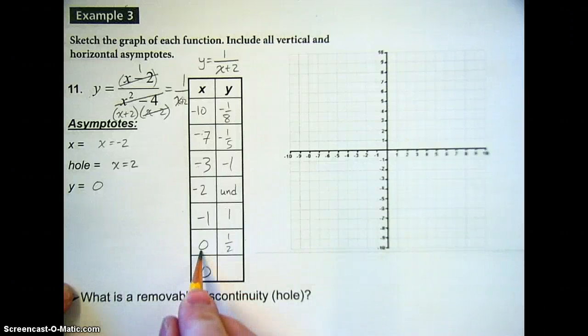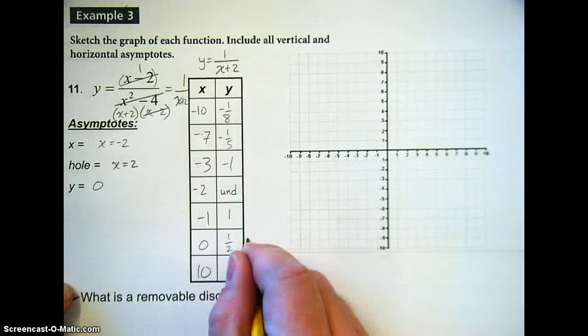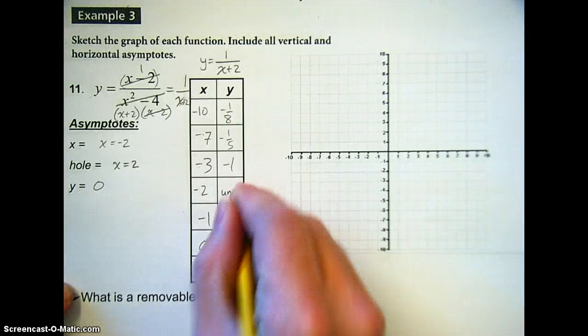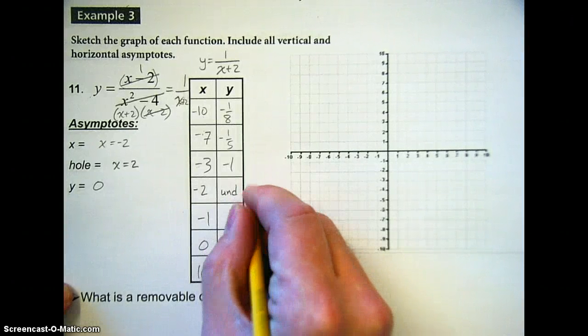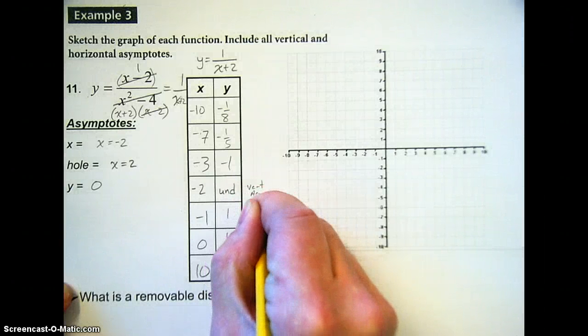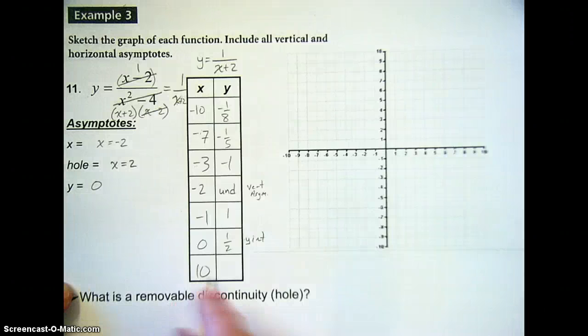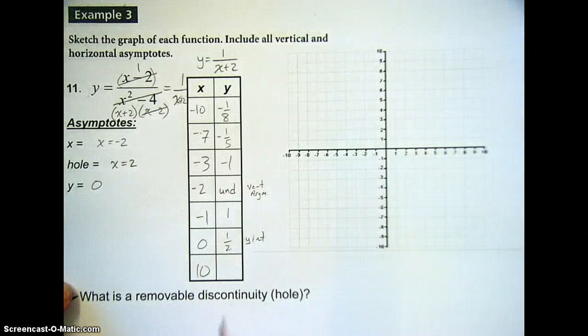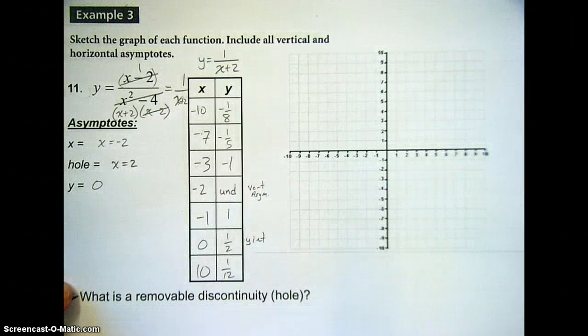Y-intercept. Good. The y-intercept. Remember, label those special points. This is your vertical asymptote. Okay. How about 10? 1/12. Okay. So let's get it graphed now.